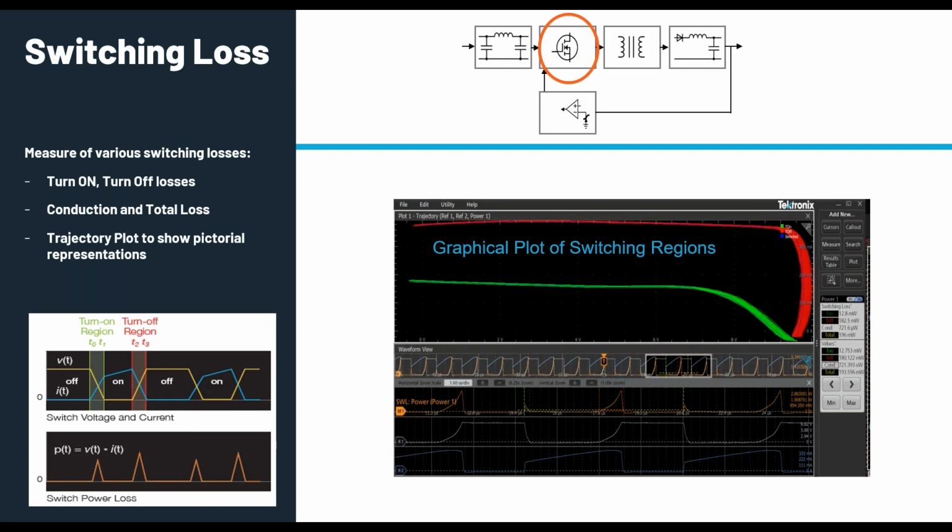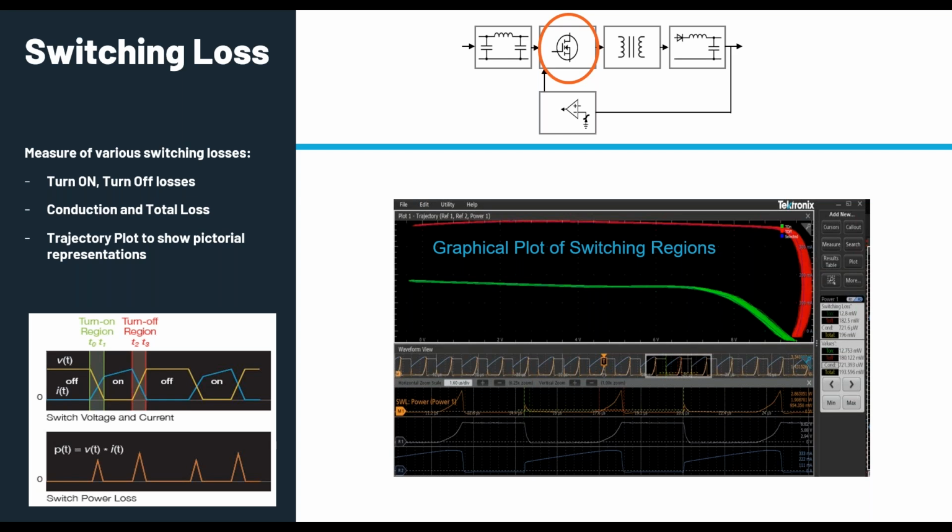We also need to make sure of proper probe compensation, and we have short ground leads to reduce ringing and noise. And automated measurement tools will improve repeatability, like we are seeing right now. That gives a repeatable measurement and reduces human errors, because a lot of times if you do it manually, you might end up putting the cursors at the wrong place, and it takes a lot of time also. So having automated measurements is very important for making these measurements.